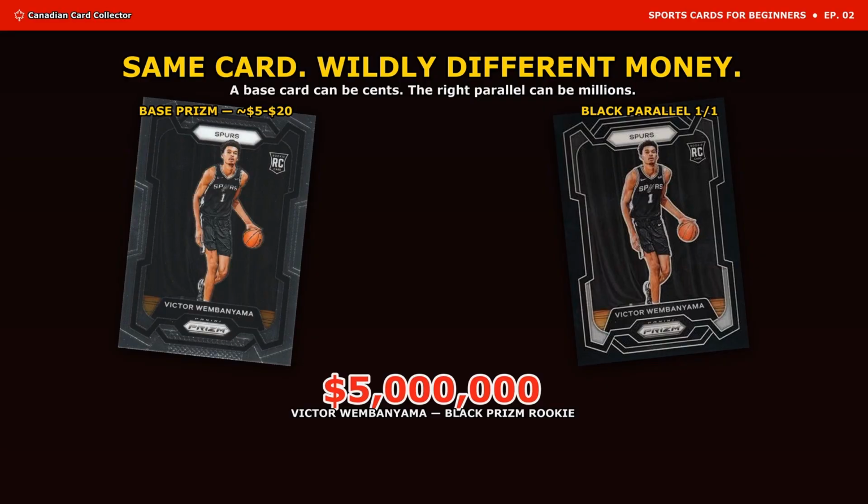As I've been saying, these cards can vary greatly in rarity, and because of that, the prices can also vary greatly. As you can see here, the 2023 Prism Victor Wembanyama rookie card in its base form really goes for about $5 to $20, while the black parallel, which is very similar looking in almost every way, but has a very distinct black border and a one-of-one serial number, was sold recently for over $5 million.